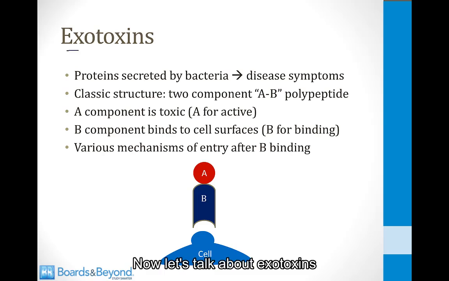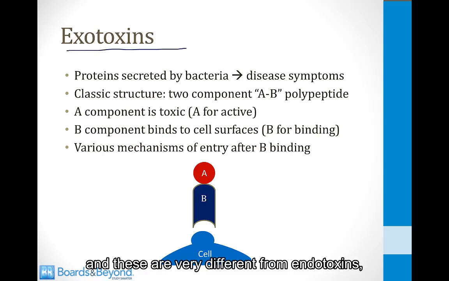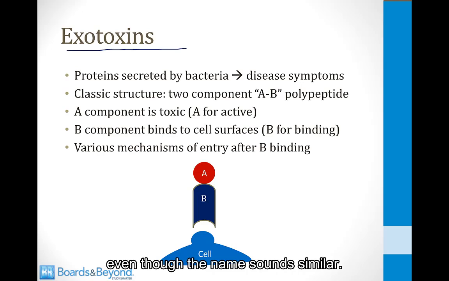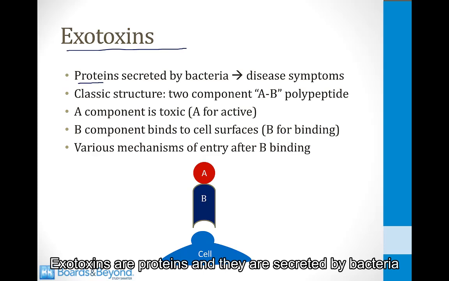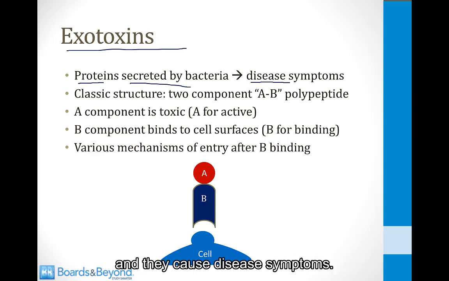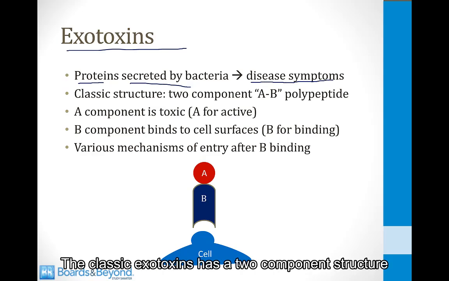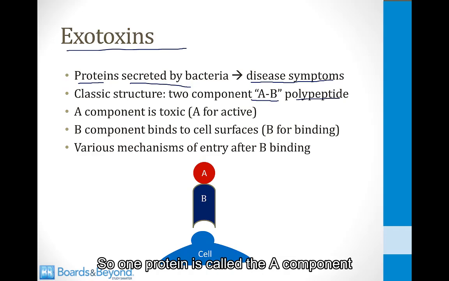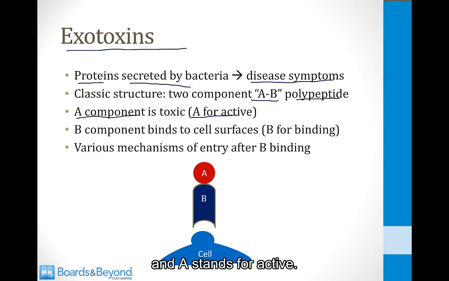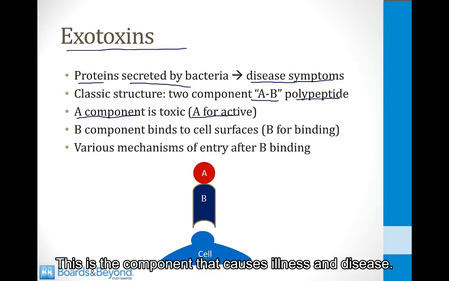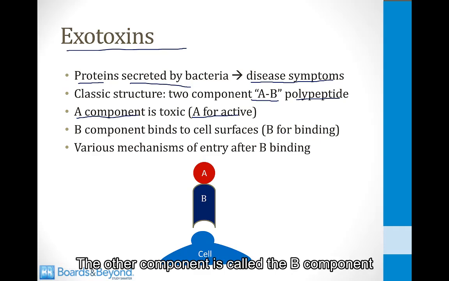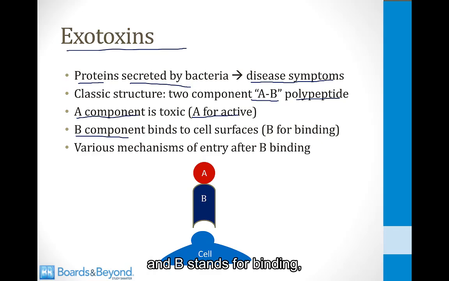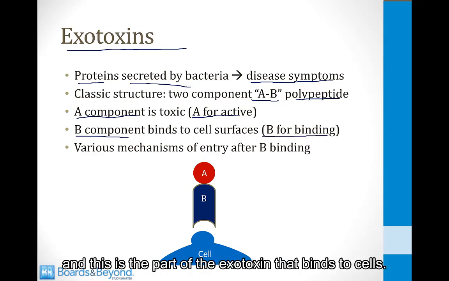Now let's talk about exotoxins, and these are very different from endotoxins, even though the names sound similar. Exotoxins are proteins, and they are secreted by bacteria, and the exotoxins then enter the body and they cause disease symptoms. The classic exotoxin has a two-component structure called an AB polypeptide. So one protein is called the A component, and A stands for active. This is the component that causes illness and disease. The other component is called the B component, and B stands for binding, and this is the part of the exotoxin that binds to cells.